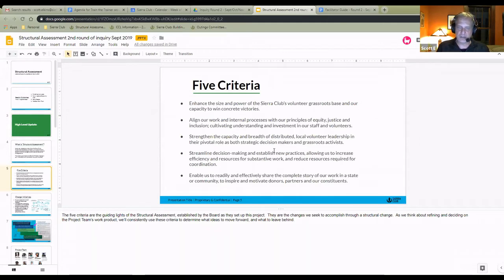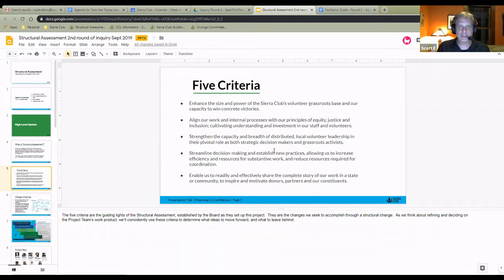That the structural change should enhance the size and power of the Sierra Club's volunteer grassroots base and our capacity to win the concrete victories. It should help align our work and internal processes with our principles of equity, justice, and inclusion, and cultivating understanding and investment in our staff and volunteers. It should strengthen the capacity and breadth of distributed local volunteer leadership in their pivotal role as both strategic decision makers and grassroots activists.